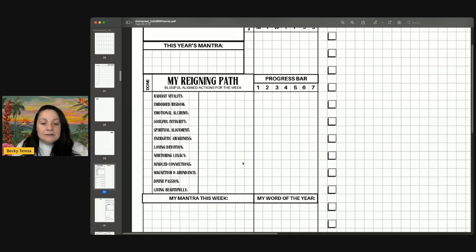Then kindled connection, social life. For me, I always just put text or call. I want to text or call somebody every single day. Like, I'm reaching out to keep those connections kindled in my life.